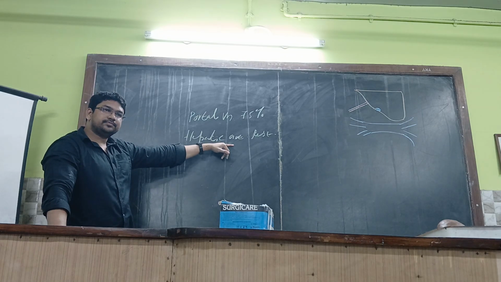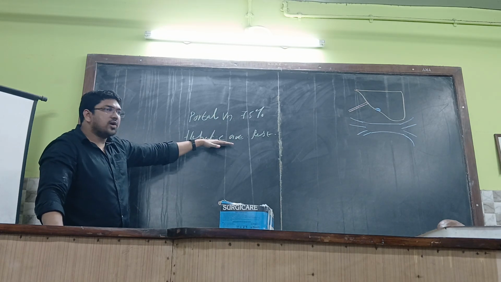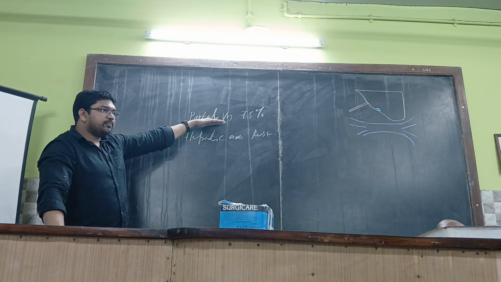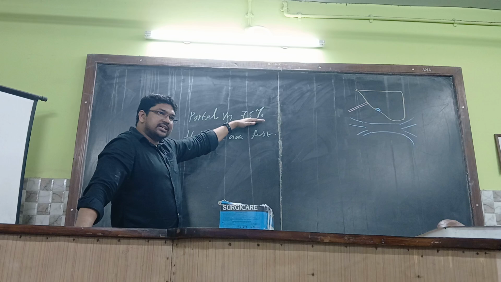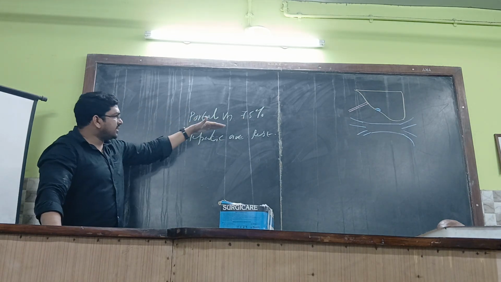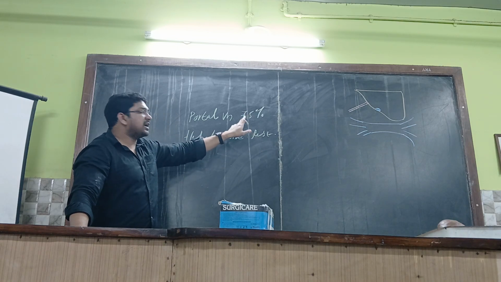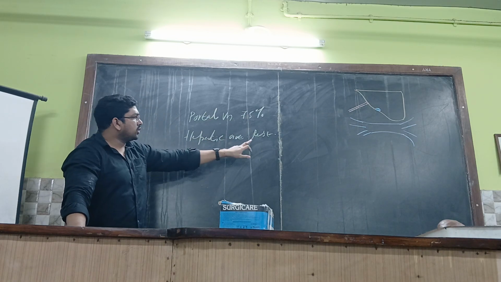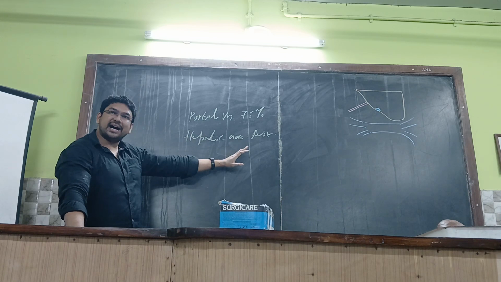But the hepatic artery will be carrying oxygenated blood, normal oxygenated blood. So this is for the oxygen purpose and this is for the nutrition purpose. Okay. So 75% of the blood in the liver will be by means of the portal vein, and only 25% of the blood will be by means of the hepatic artery over here.